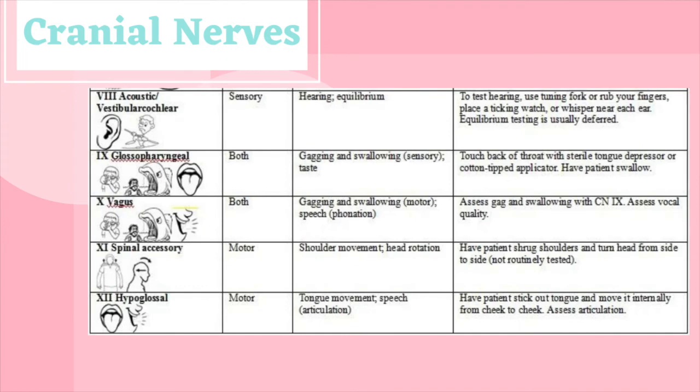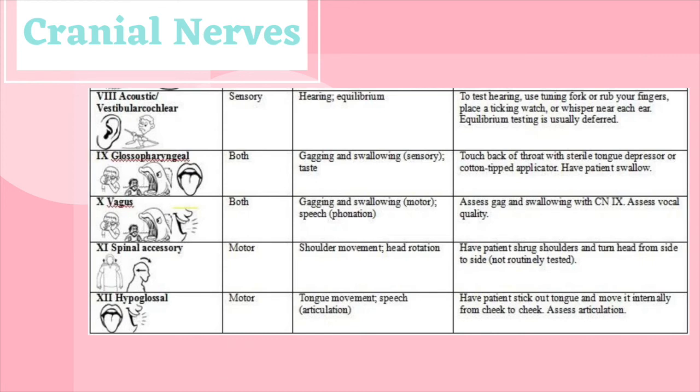Next is cranial nerve 8, which is acoustic or vestibulocochlear. So that's sensory: hearing and equilibrium. To test hearing, use tuning fork or rub your fingers. Place a ticking watch or whisper near each ear. Equilibrium testing is usually deferred.